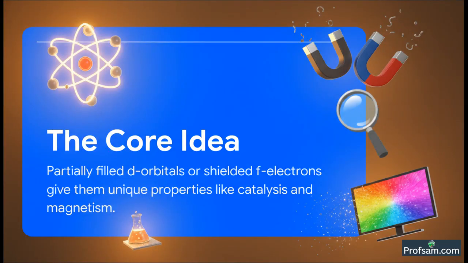Okay, so what is the secret behind their special abilities? Why are they the specialist tools? Well, it all comes down to their electron structure. It's their partially filled d orbitals, or their shielded f electrons, that give them all these unique properties. And this is the source of their power, the power to act as catalysts, to create powerful magnets, and to produce all those vibrant colors we see on our screens.